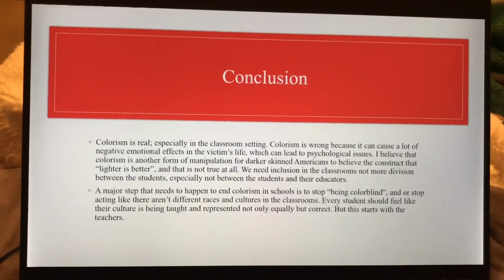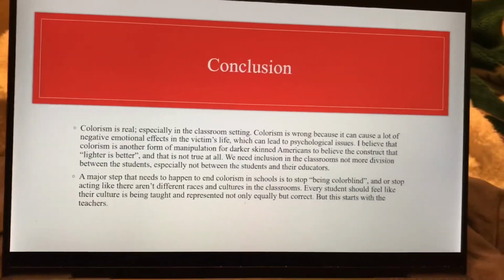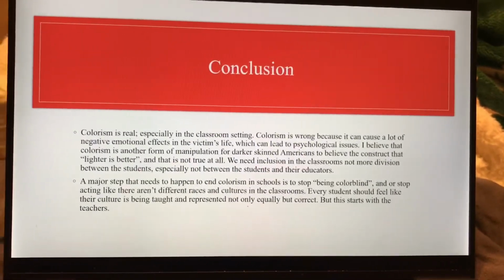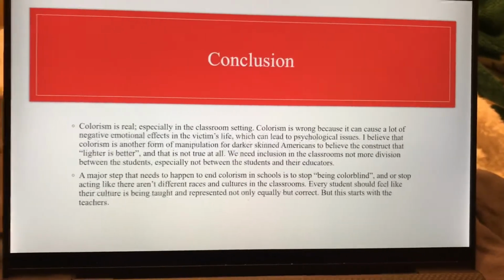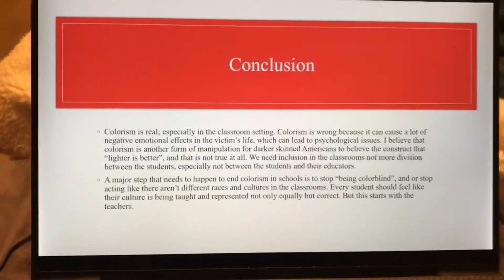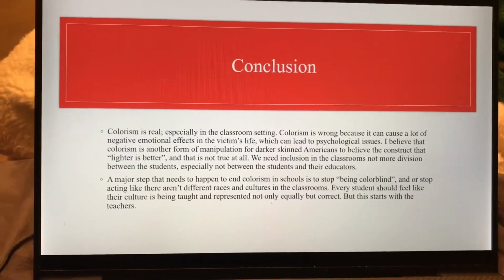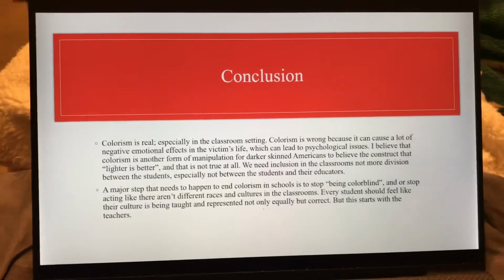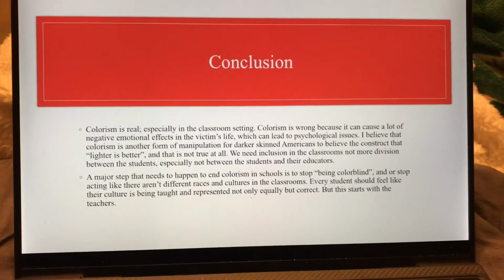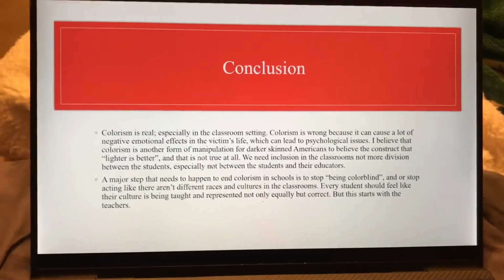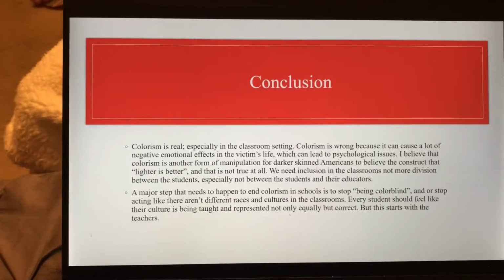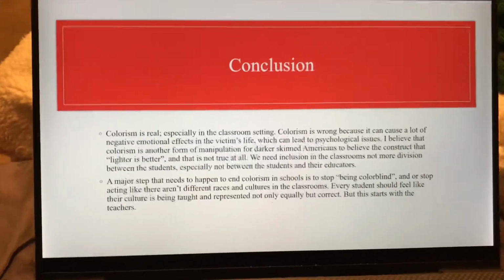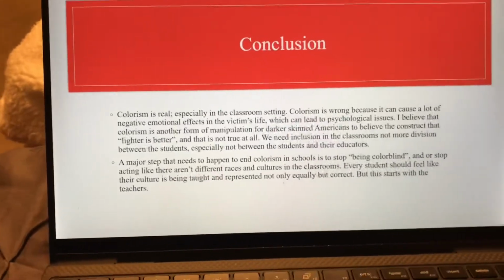Conclusion: colorism is very real, especially in the school setting. I believe that it is wrong, and it can cause a lot of negative emotional effects on the victim, the student's life, and it can lead to a lot of psychological issues. It's a lot of self doubt, everything's just negative about it. I also feel like it's another form of manipulation to force dark-skinned people to believe that their skin tone is not good at all, and that white is better and lighter is better, which is not true.